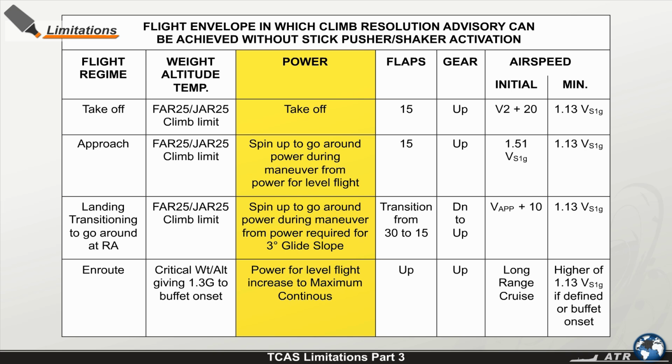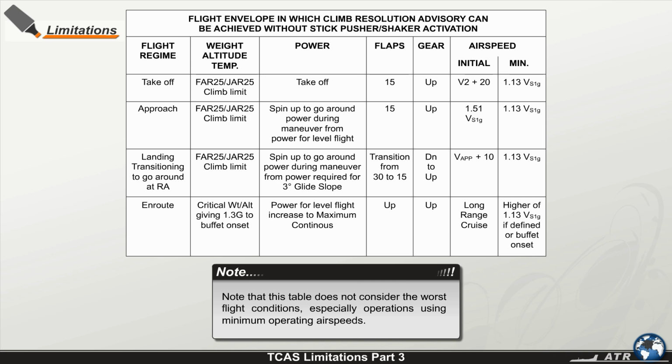The following table indicates the flight envelope in which a climb resolution advisory can be accomplished without the stick shaker or stick pusher activation. Observe that this table shows for the different flight phases the aircraft weight, altitude, and temperature, engine power, the flaps and gear positions, and the initial and minimum airspeeds. Note that this table does not consider the worst flight conditions, especially operations using minimum operating airspeeds.